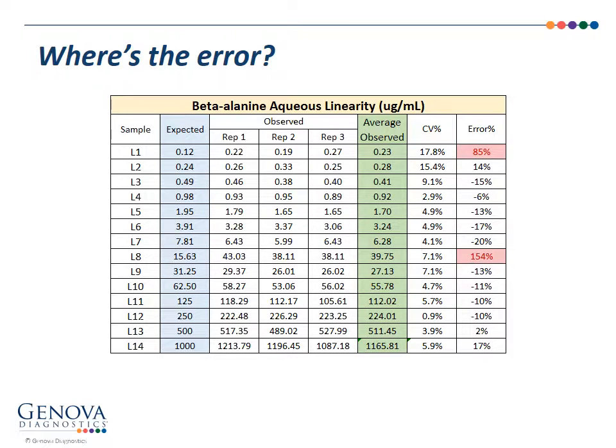So level 8 has an unacceptable error, but the CV is pretty good. Whatever it was, we were reproducible. We got a 43, a 38, a 38. So we're reproducible, but we're really far off as far as the accuracy. If you look at this line, line 8 is actually higher than line 9. So in this instance, I would suspect that something happened with that tube.